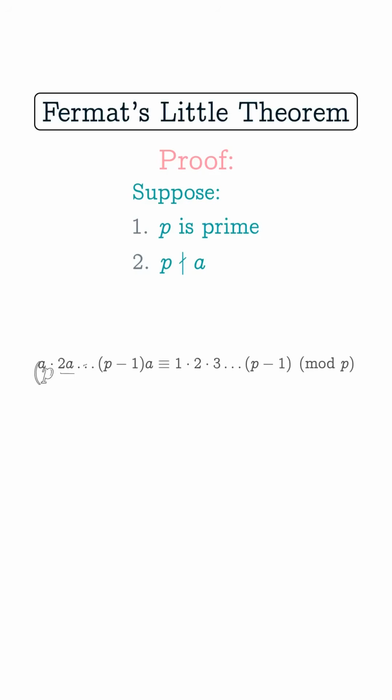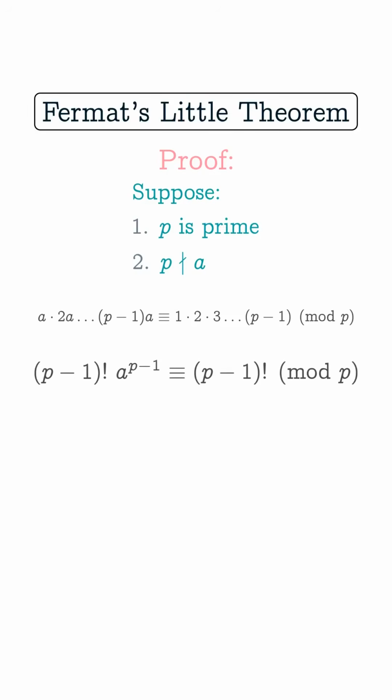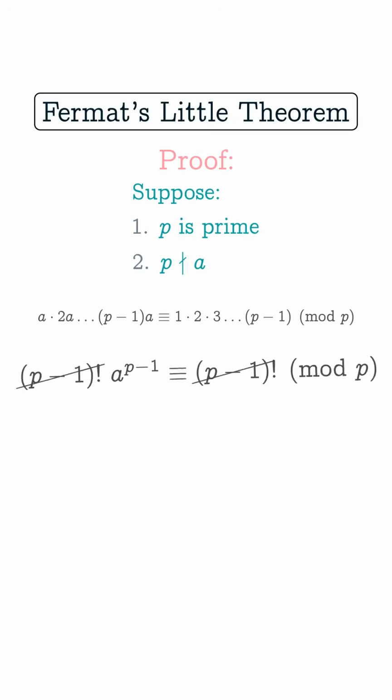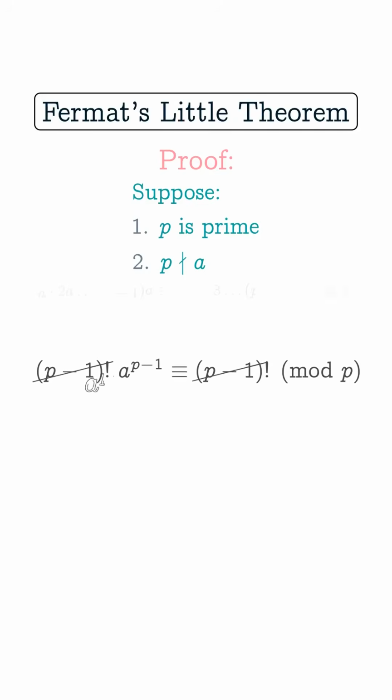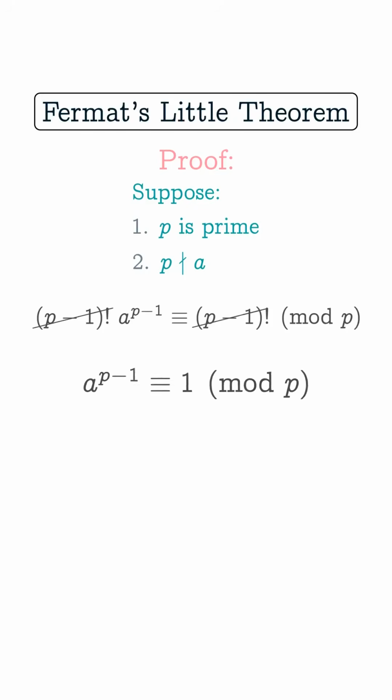That is p minus 1 factorial times a to the power p minus 1 congruent to p minus 1 factorial mod p. Now p is prime, so p minus 1 factorial and p are relatively prime. Cancelling out the p minus 1 factorial term, we obtain a to the power p minus 1 congruent to 1 mod p. And this is Fermat's little theorem.